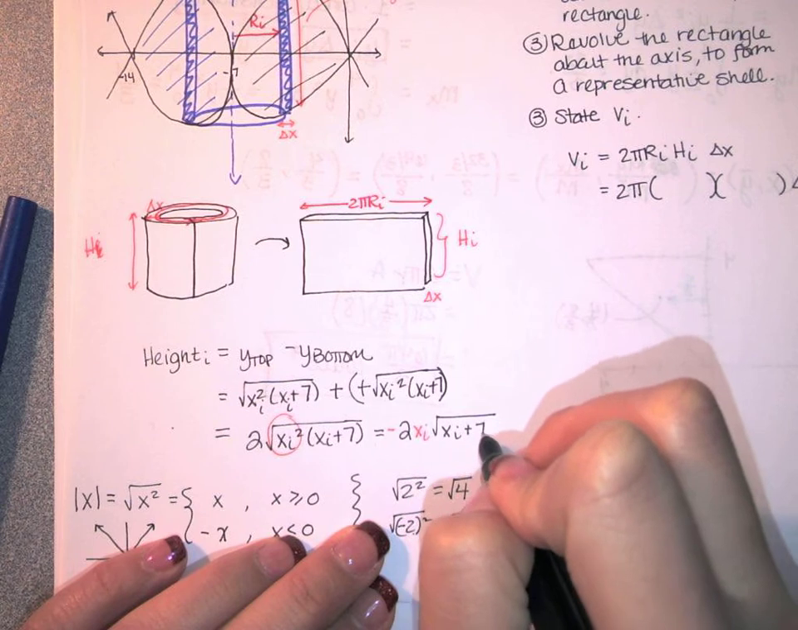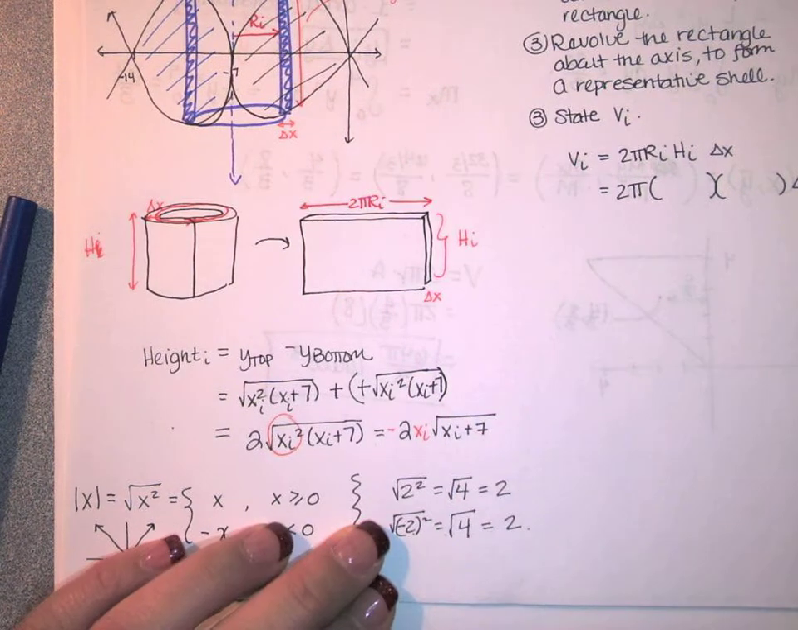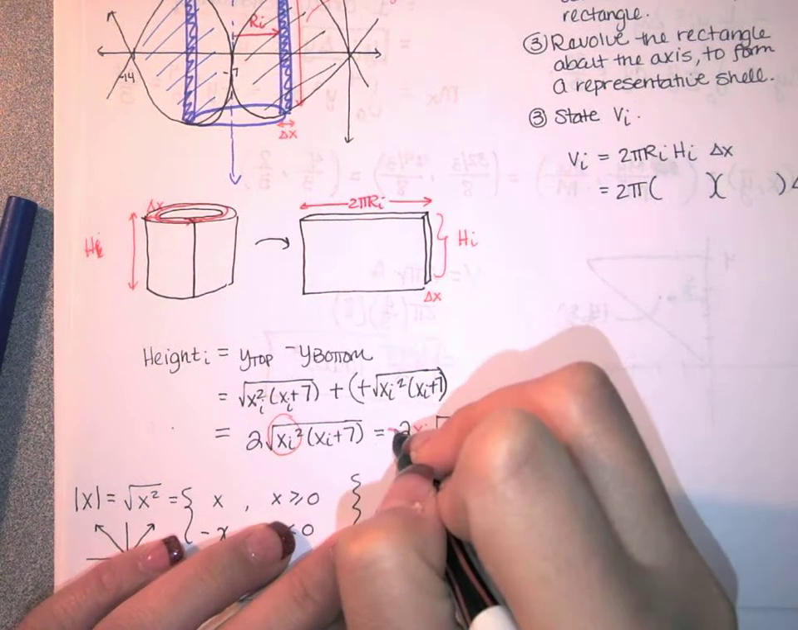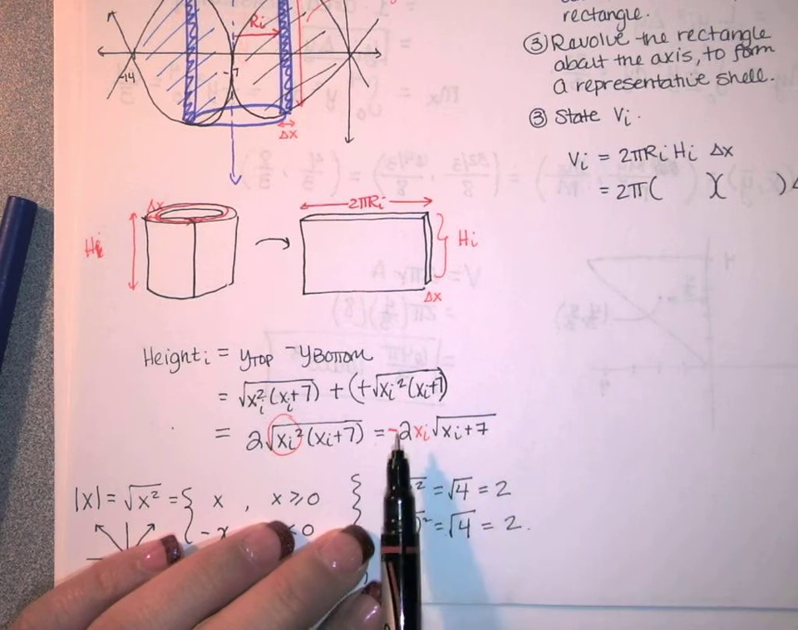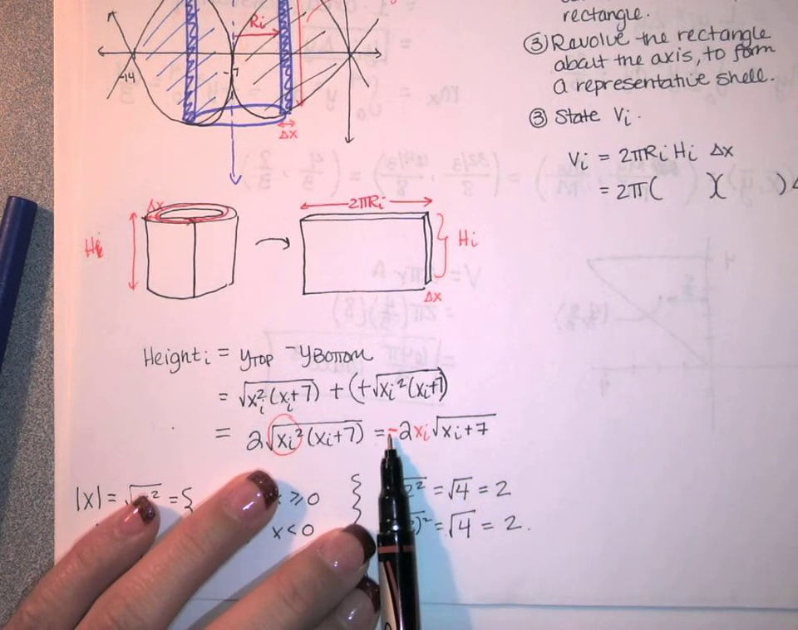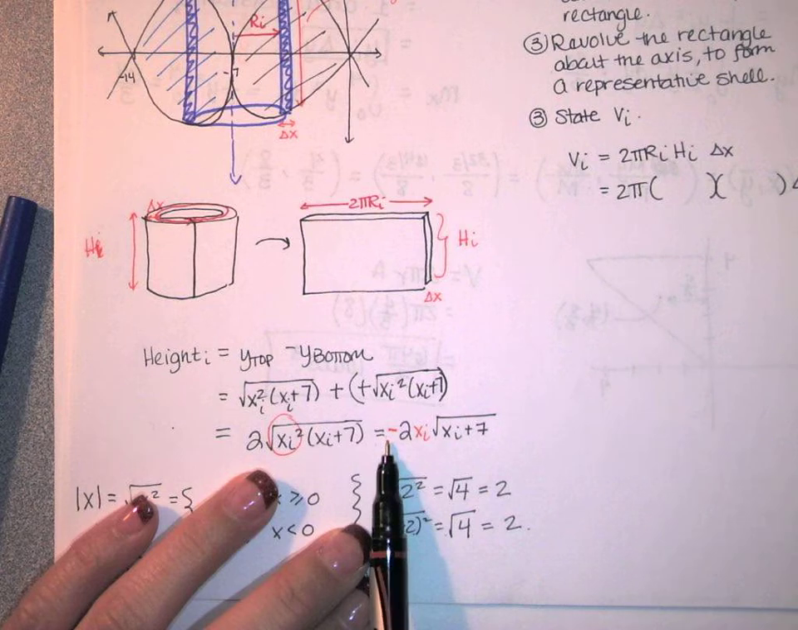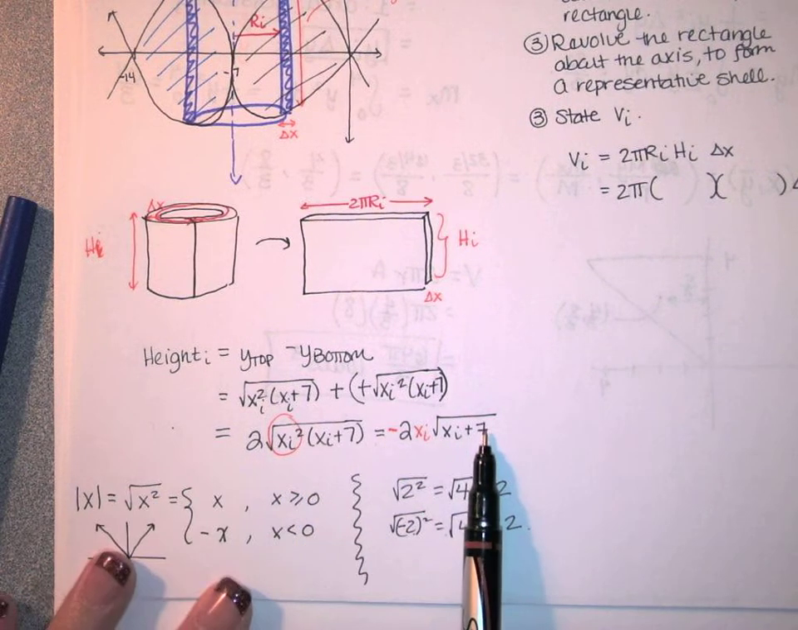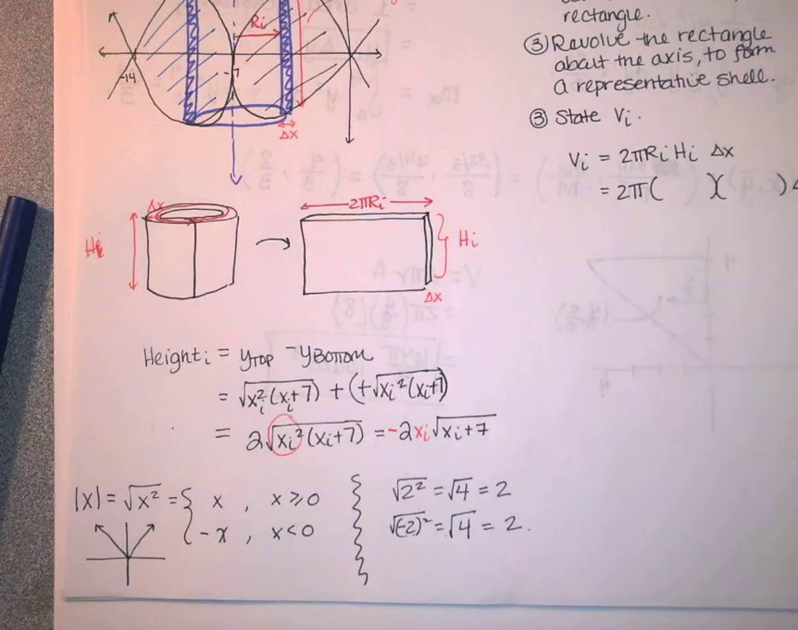So we've got this right here. Now you might be saying to yourself that that's a negative height, but it's not, because the x value is negative, and a negative times a negative is positive. So all of these together are going to make a positive. Okay, so that's our height.